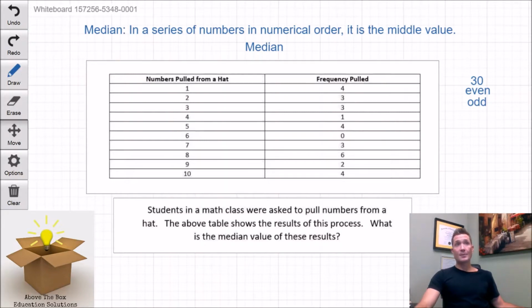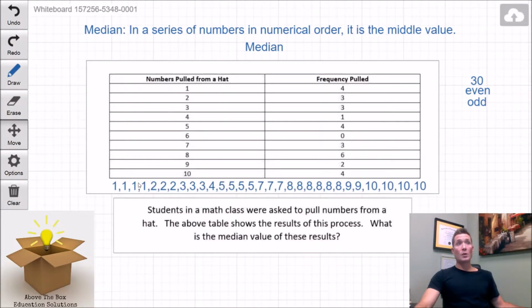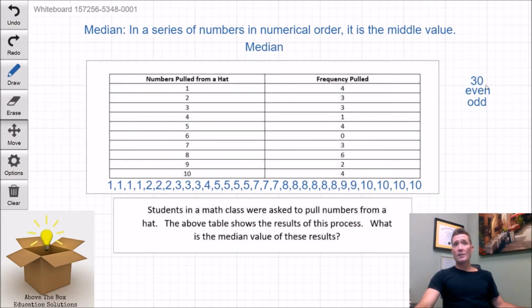But in this case, when you start writing out all the frequencies in their sequential order, you'll see that you have 30 of them. So this is what it would look like if you were to write out the frequencies. You start with 1, there are 4 ones, 3 twos, 3 threes, and so on. Since our total frequency is 30, we know the midpoint is going to be 15 and 16.